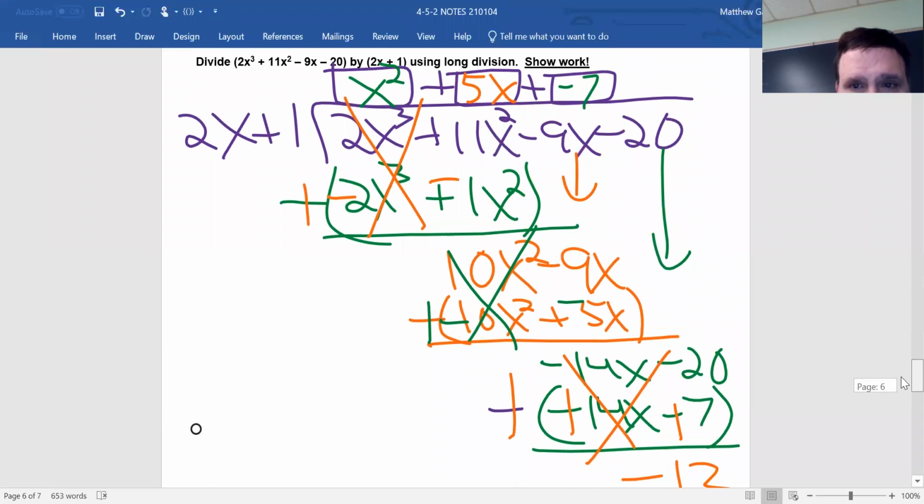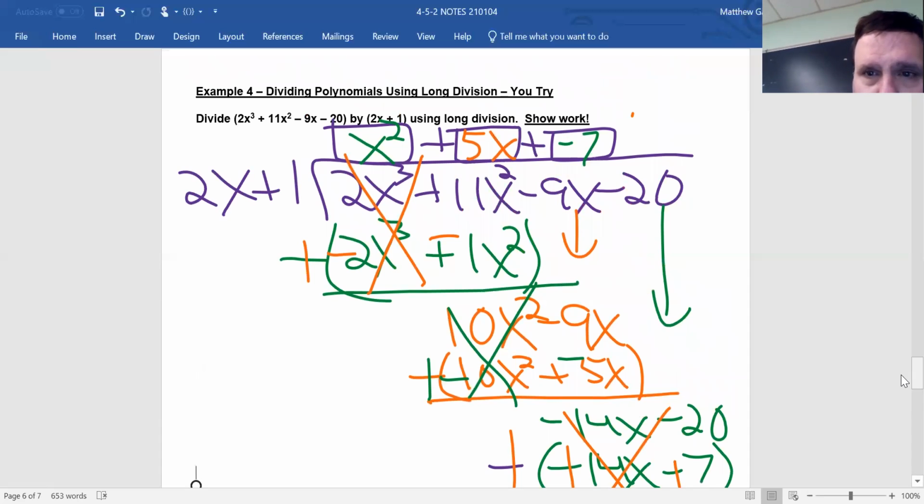So negative 13 is your remainder over 2x plus 1. Hello, sports. You can come up with an application of sports for all this stuff.